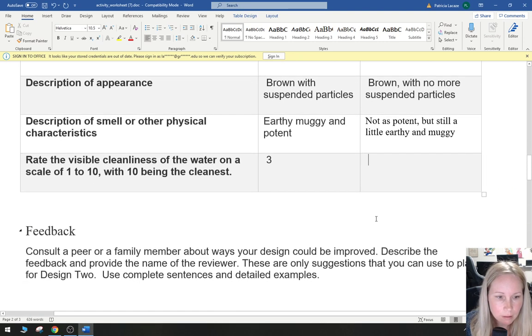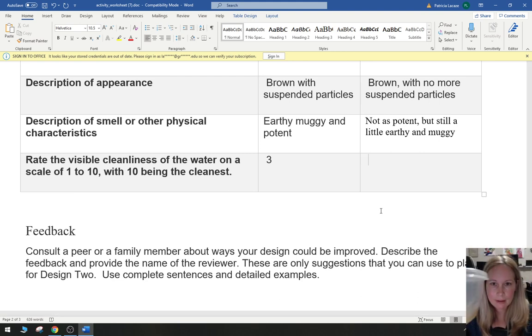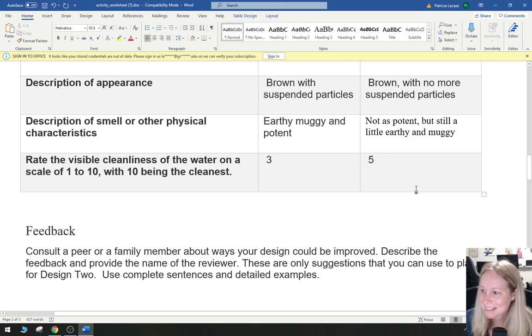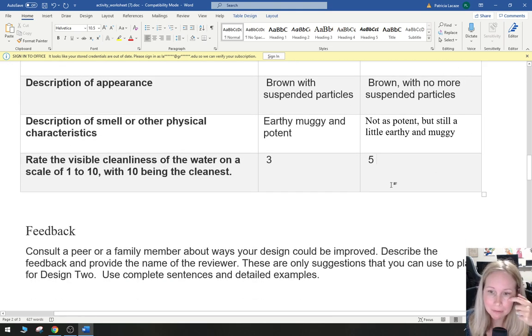Alrighty. Rate the visible cleanliness. Well, last one was 3, and it got a little bit more clear. Cleanliness means how clear it is. If this was a 10, maybe a 6? 6? Maybe 5? Maybe a 5. Because it's still, I wouldn't drink that. And you are not drinking anything either if you do this. All right, so it helped, right?